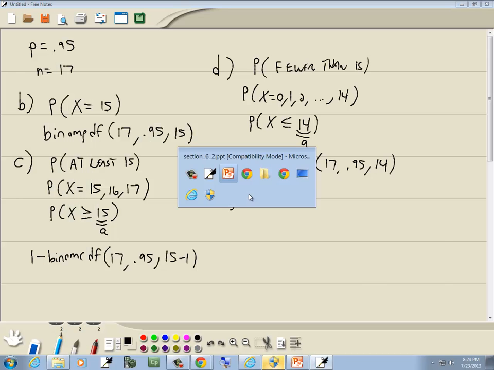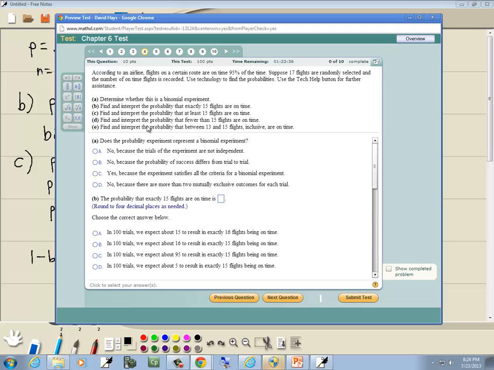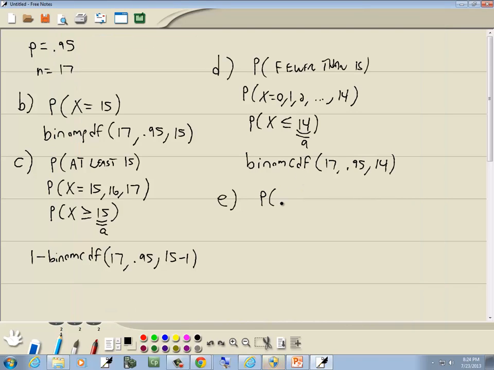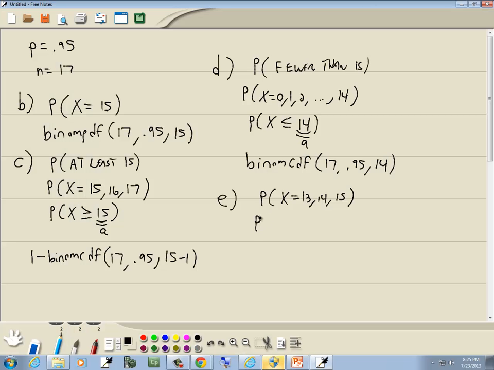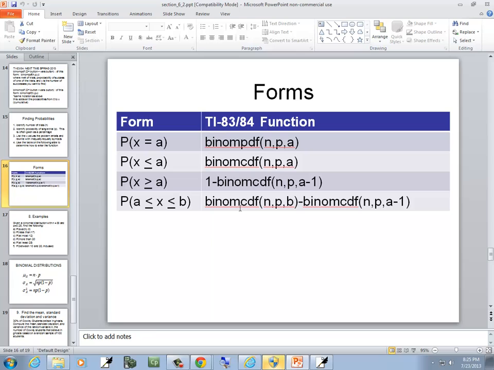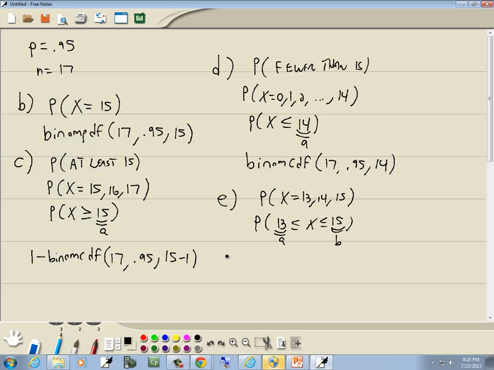E. Find and interpret the probability that between 13 and 15 flights inclusive are on time. Inclusive means it includes those numbers. So we're going to have probability x is equal to 13, 14, and 15. Well, this is between two values. If I come over here, it's the last case. So this will be the probability that 13 is less than or equal to x is less than or equal to 15. Now this is going to be our A, and this will be our B. Now our formula says we're going to do binom CDF n, p, B.